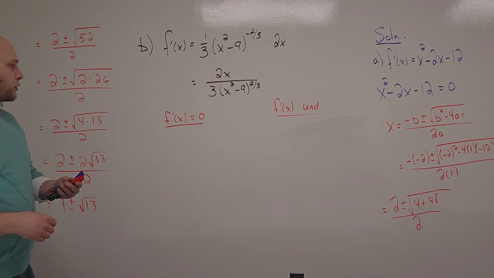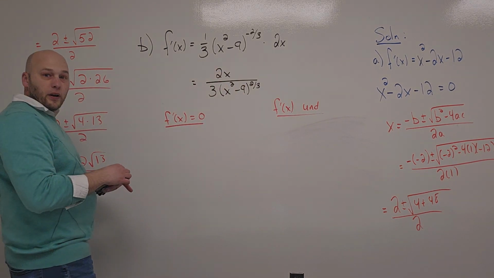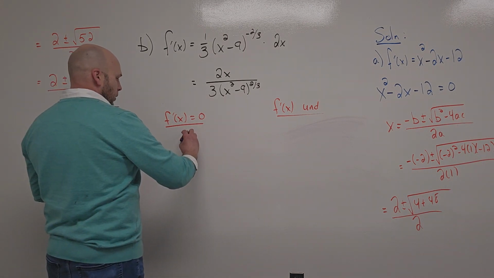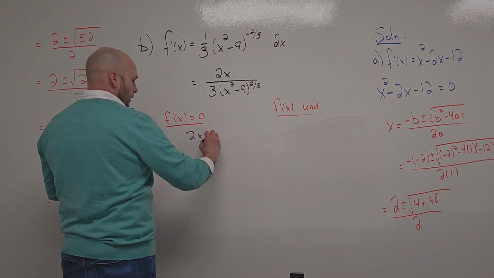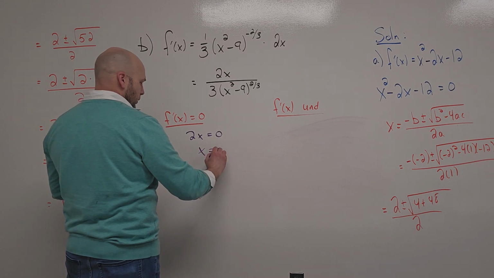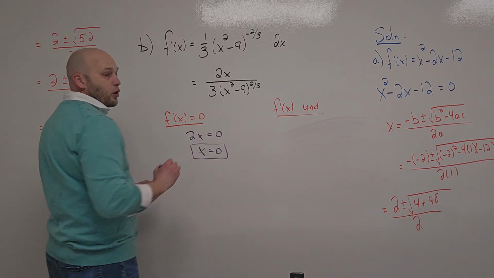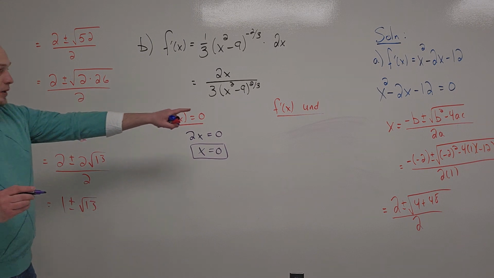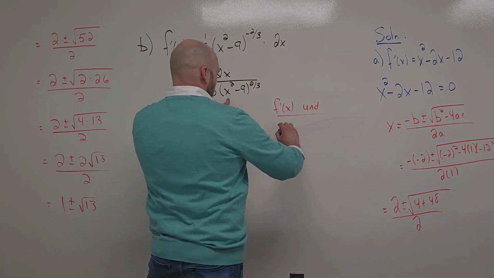Okay, so for the derivative to be 0, that means the numerator would be 0, which gives me the equation 2x equals 0, and therefore x is equal to 0. So there's one critical point. The other thing I'm going to do is set the denominator equal to 0.